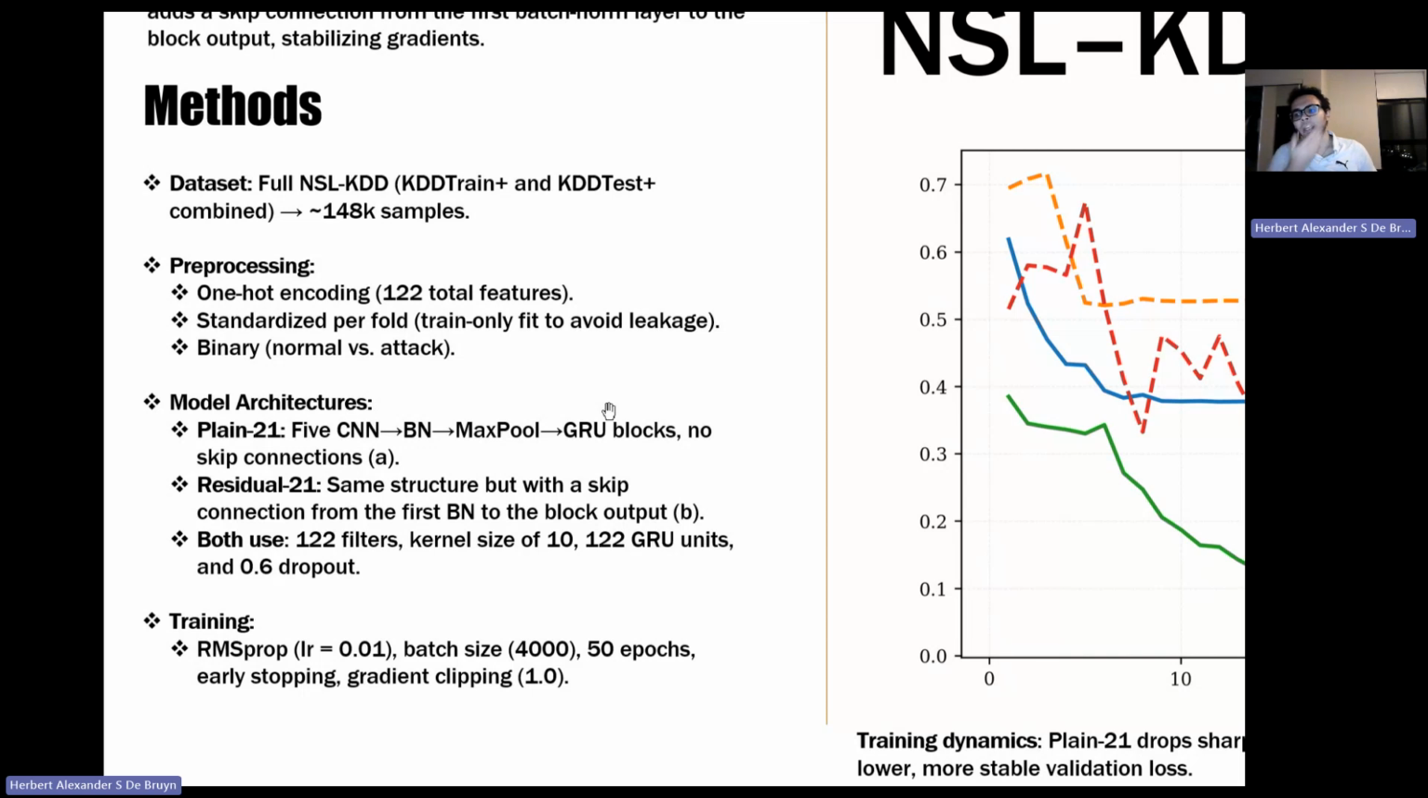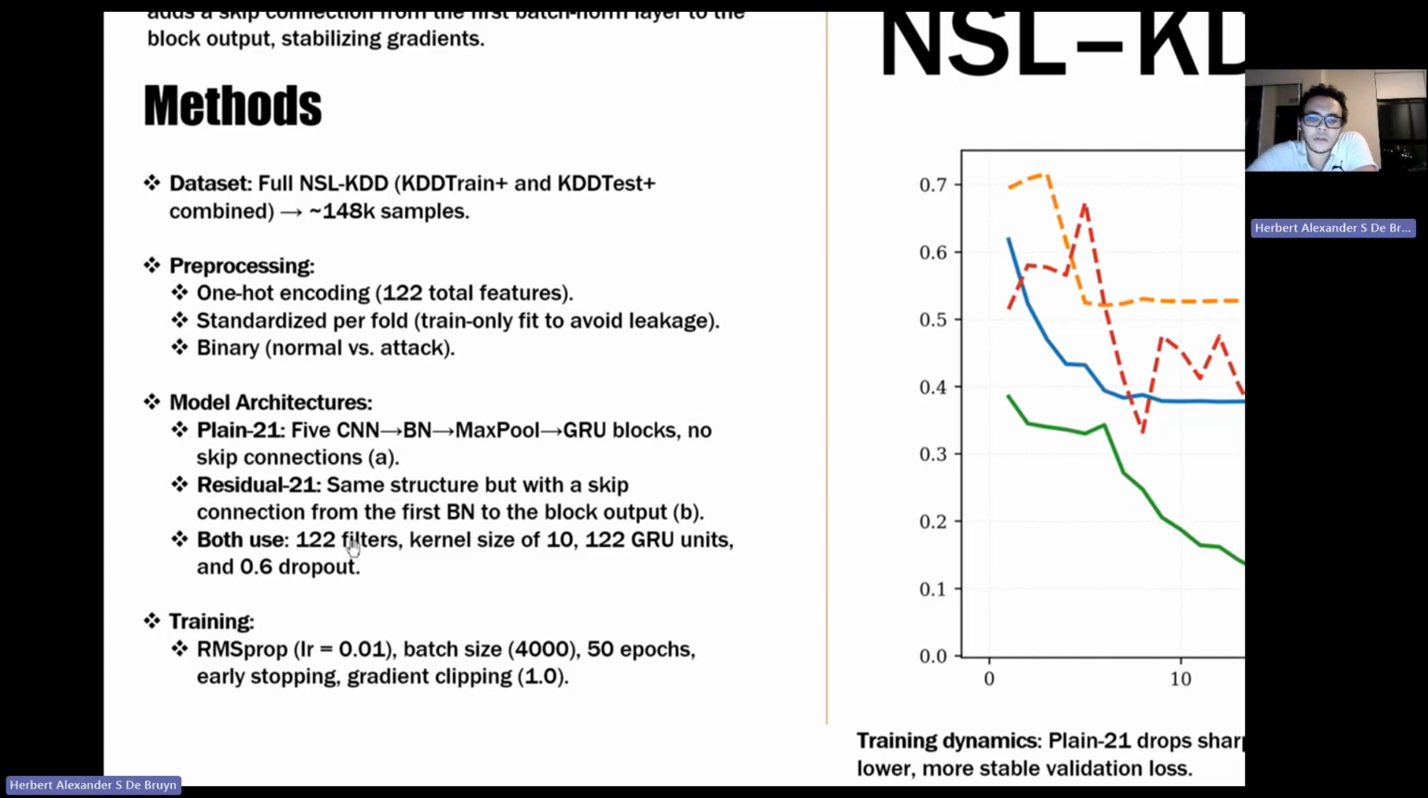And as we discussed, the dataset will be the NSL-KDD, which is about 148K samples. The pre-processing will happen with one-hot encoding that will expand the features to 122. Each feature will be standardized to have a 0 mean and 1 standard deviation, and this standardization will happen per fold. We'll have a binary labeling with normal being 0 and attack being 1.